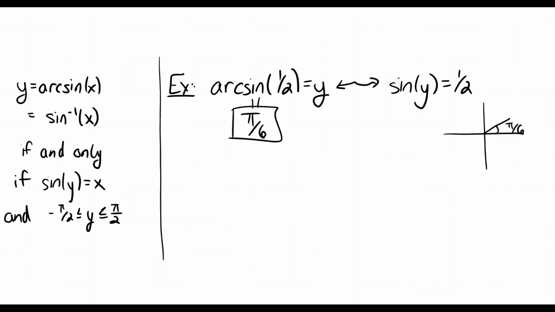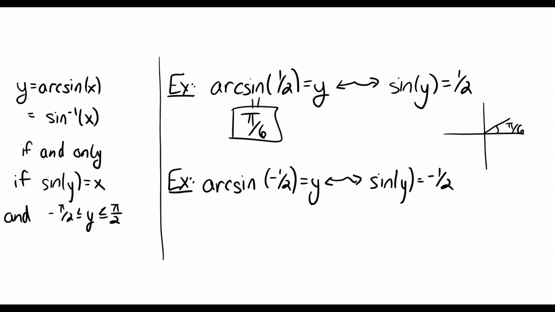Similarly, if we want to compute arc sine of minus 1/2, we set this equal to y to get sine of y equals minus 1/2, where y is a value between minus pi over 2 and pi over 2. Drawing the unit circle, we see that we're in the fourth quadrant for this, which means y is negative. y must equal minus pi over 6 for this to work.